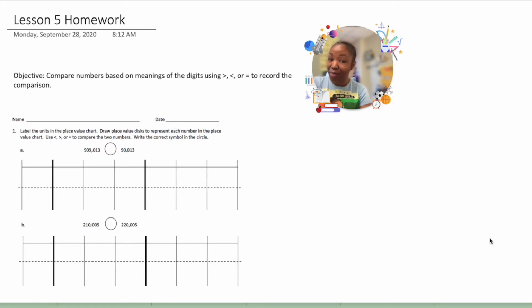I am Ms. Thomas, and today we will be exploring Lesson 5 of Module 1. The objective is to compare numbers based on meanings of the digits using greater than, less than, or equal to, and record the comparison. Let's jump right into it.